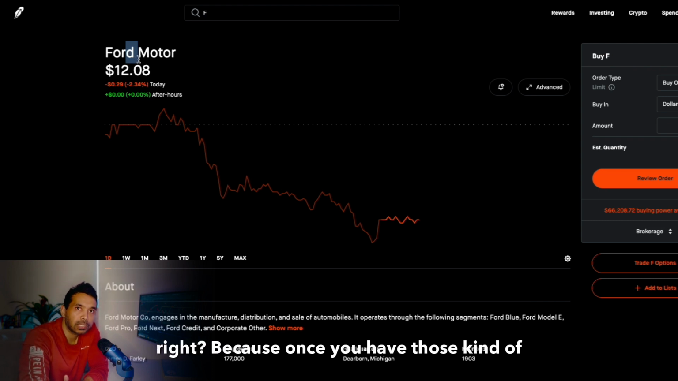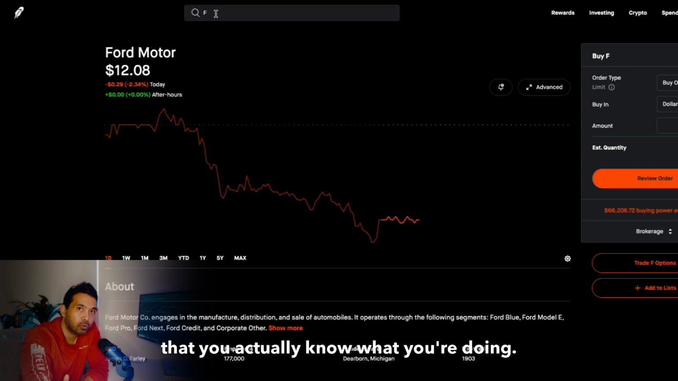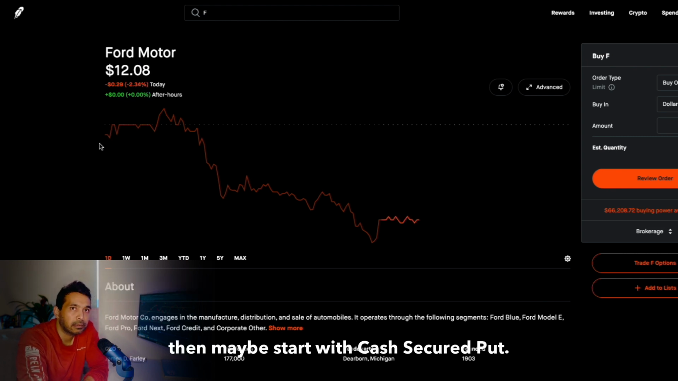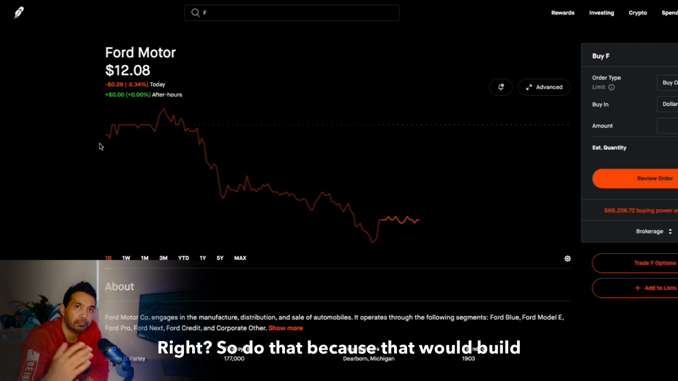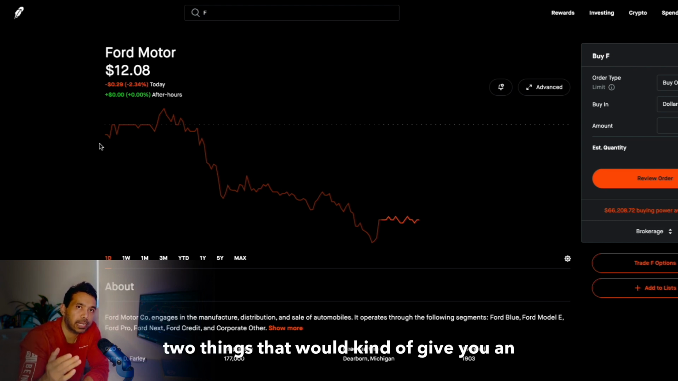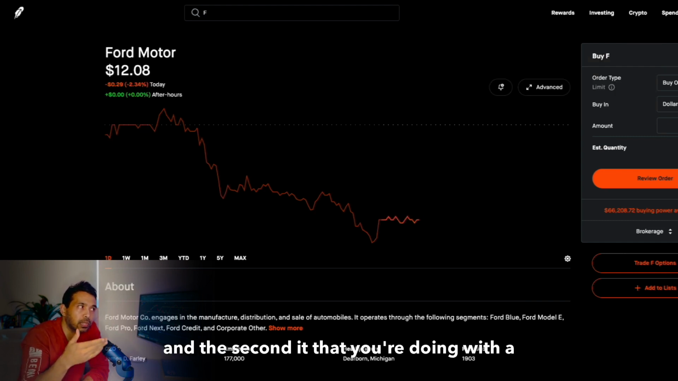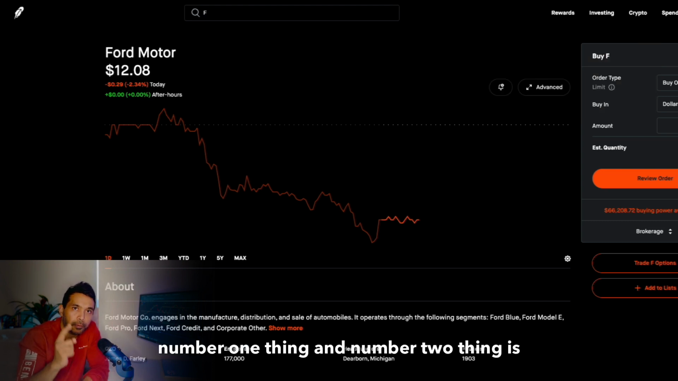Because once you have those kinds of trades in your account, they would see that you actually know what you're doing. Let's say you pick Ford: you buy 100 shares of Ford and start selling covered calls. Then maybe start with a cash secured put, and you can also pick something safer like Coca-Cola. Do that, because it would build two things. It would give an indication that you know what you are doing, and second, that you're doing it with safer stocks. So that is number one.